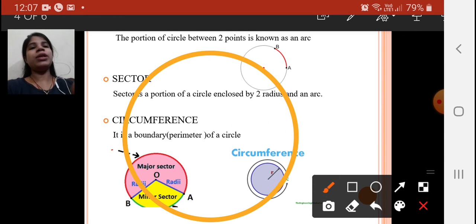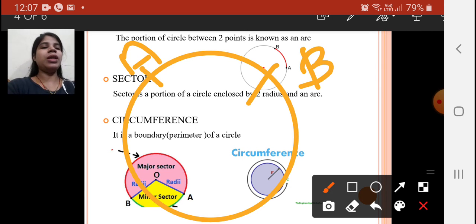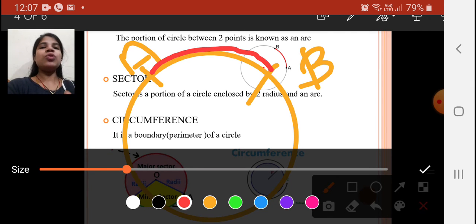Here we have point A and point B. So the portion of a circle between 2 points. Suppose this is point A and this is point B, and it is a portion between the 2 points. This is known as an arc. An arc is also of two types, minor arc and major arc.